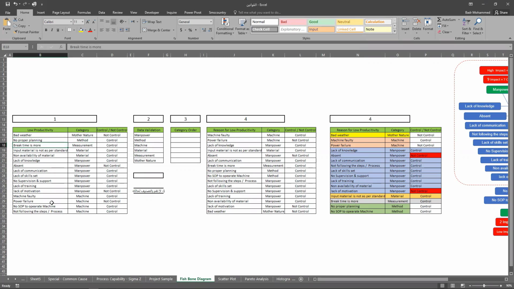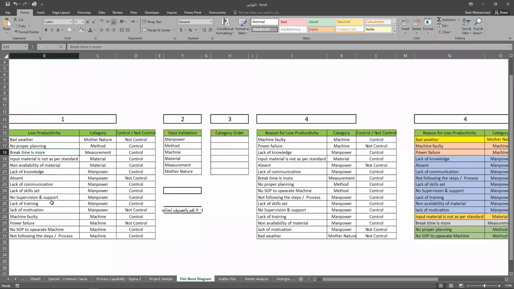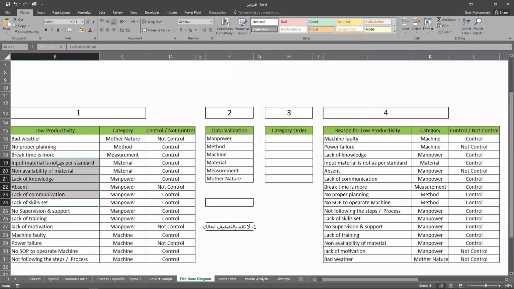Break time is more, which means measurement. Okay. Input material is related to material. Non-available material is also related to material. Lack of knowledge, absenteeism, lack of communication, lack of skills, supervision, lack of training, lack of motivation: all of these come under the category of manpower. Okay, we have a machine fault. We have a power failure.